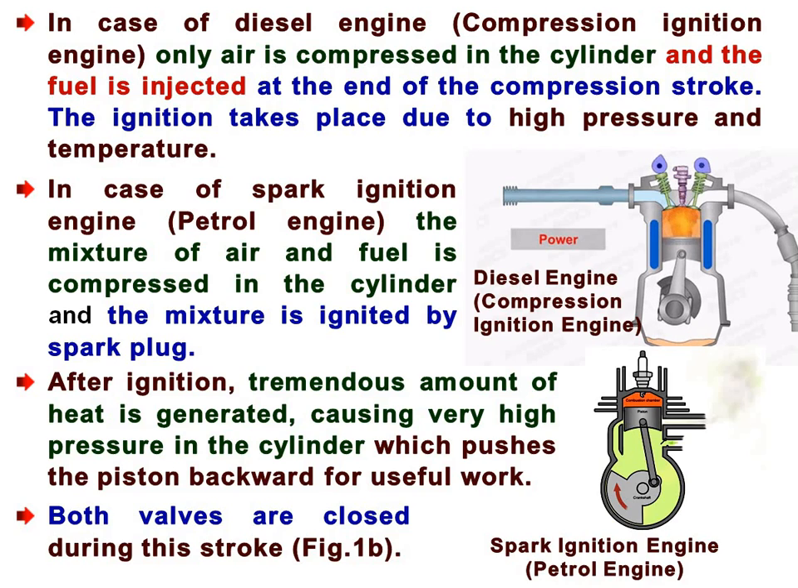diverted to move downward in the cylinder, and the power then travels from the piston to the crankshaft via the connecting rod, and this force, or we can say energy, may be utilized for further useful work through our crankshaft. Both valves are closed during the stroke. Means during this power stroke, both valves are closed.